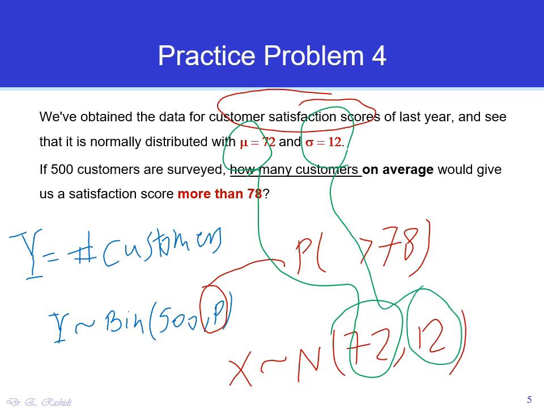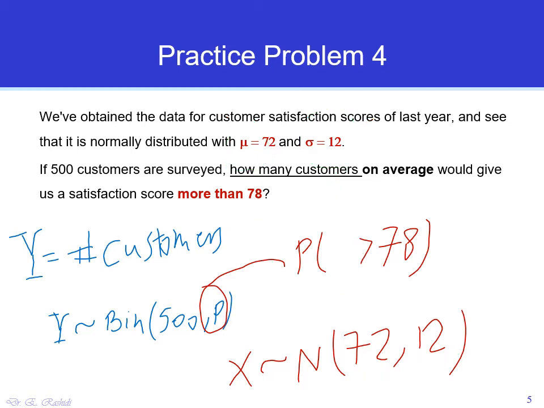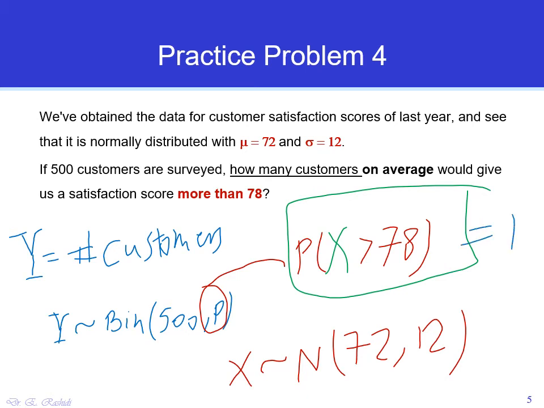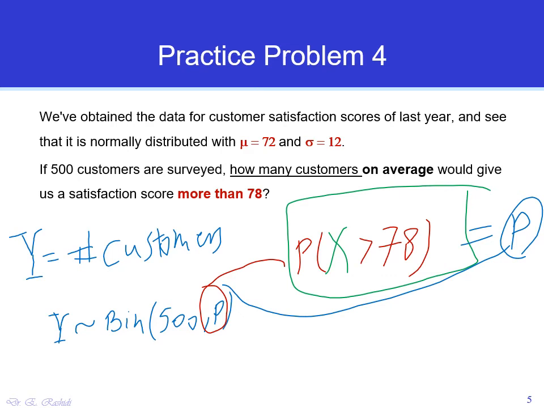Okay. So what we are looking for is the probability that X is greater than 78, which is a normal distribution. So let's find this probability, the probability that X is less than 78. After we find that probability, I'm going to call that probability P, which is here. Then we can actually find our solution to the problem.